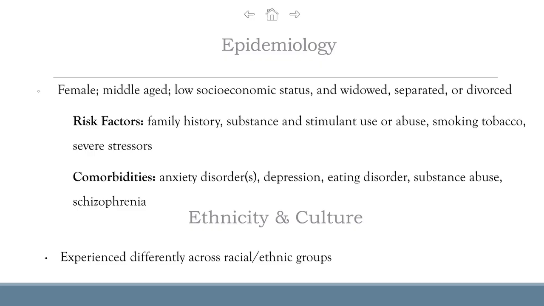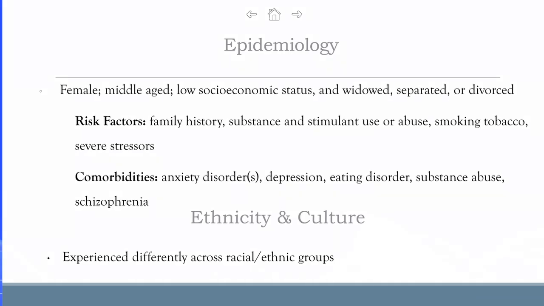The epidemiology is typically females more than males, middle-aged, people of low socioeconomic status, people who are widowed, or more at risk, separated or divorced. Other risk factors include family history of panic disorder, substance and stimulant use or abuse, smoking tobacco, because that is a stimulant, and other severe stressors like life and environmental and personal stressors. Comorbidities can be other anxiety disorders, depression, eating disorders sometimes, substance abuse, schizophrenia, ethnicity and culture. So this is experienced differently across different racial and ethnic groups, and we'll talk more about that in class.